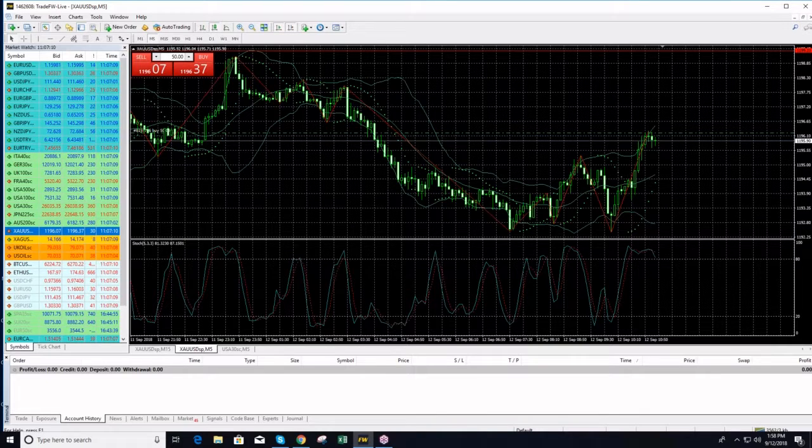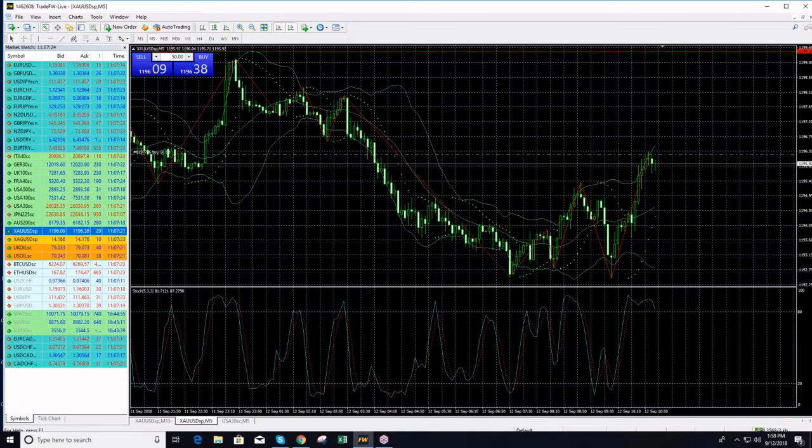So, guys, we have 3 positions open. Currently, we are long on gold, we are short on Italy 40, and we are short on DAX. These are our 3 trades for today, and I will adjust now their take profits.